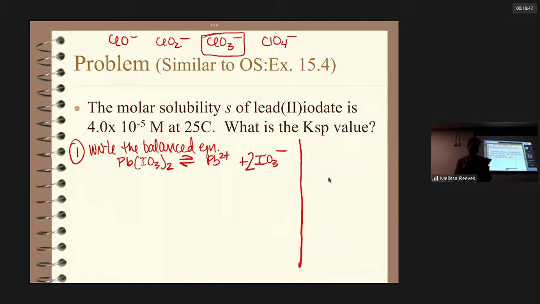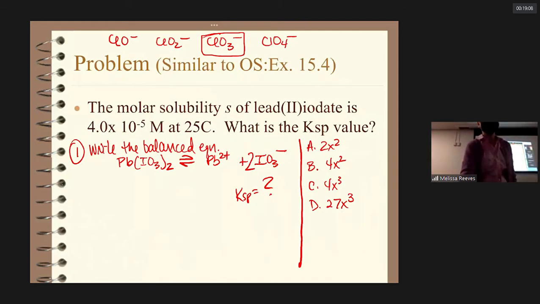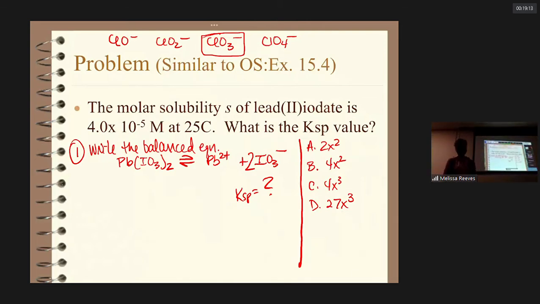So am I going to end up with 2x squared or 4x squared or 4x cubed or 27x cubed for my KSP? What is KSP equal to? A, B, C, or D?